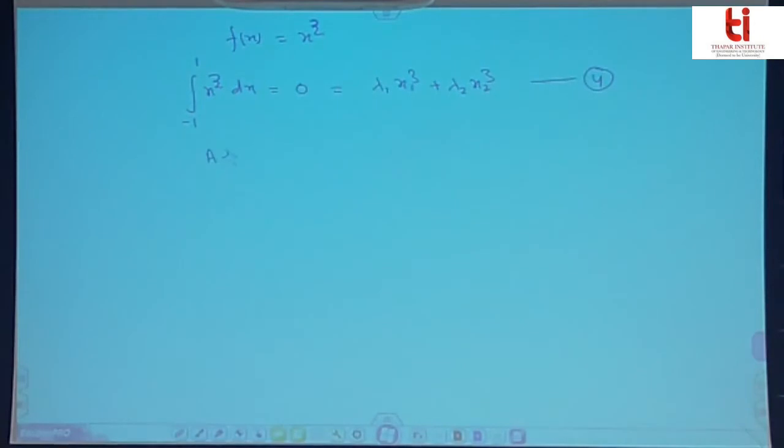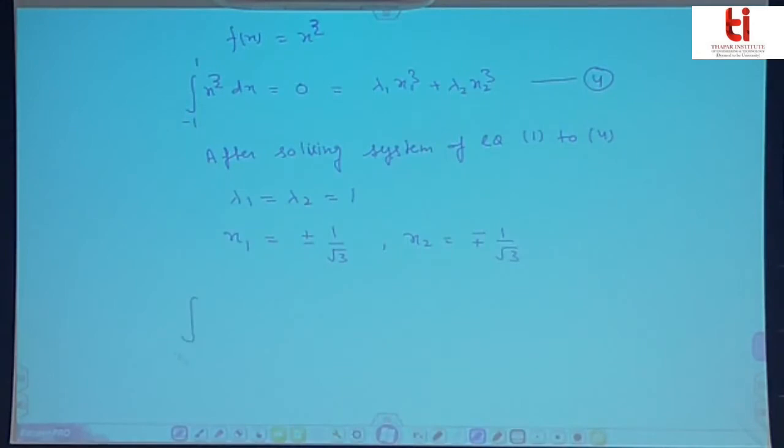After solving the system of equations 1 to 4, we are getting the value of lambda 1 and lambda 2 coming out to be 1, and the value of x1 is plus minus 1 by root 3 and x2 is minus plus 1 by root 3.